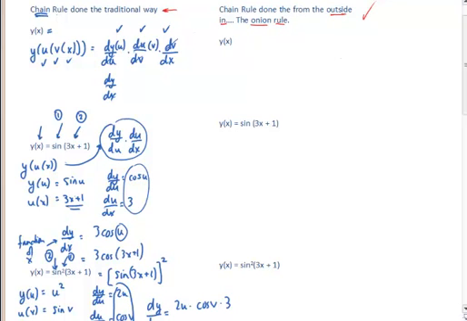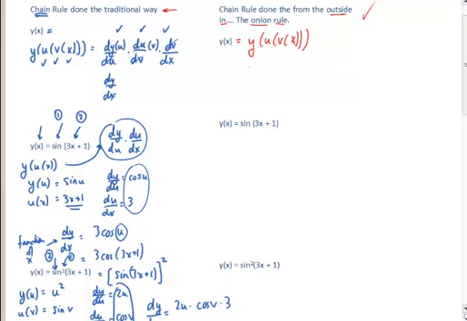Let's pretend for a minute that you have a function. Y is a function of x, but it's really y is a function of u, which is a function of v, which is a function of x. So it's got multiple layers deep of a composition of functions.